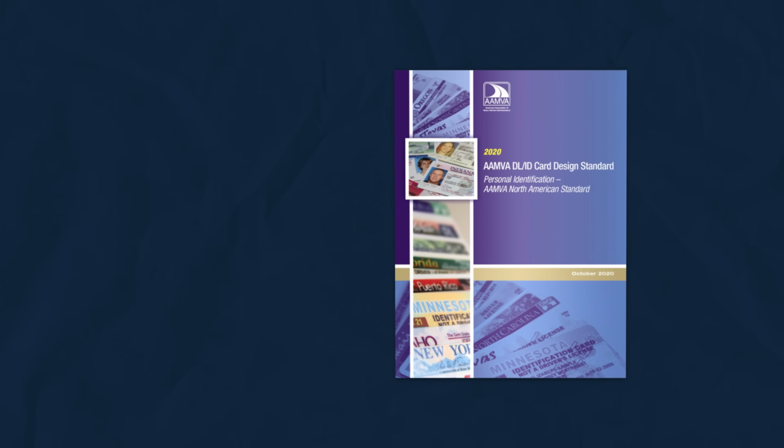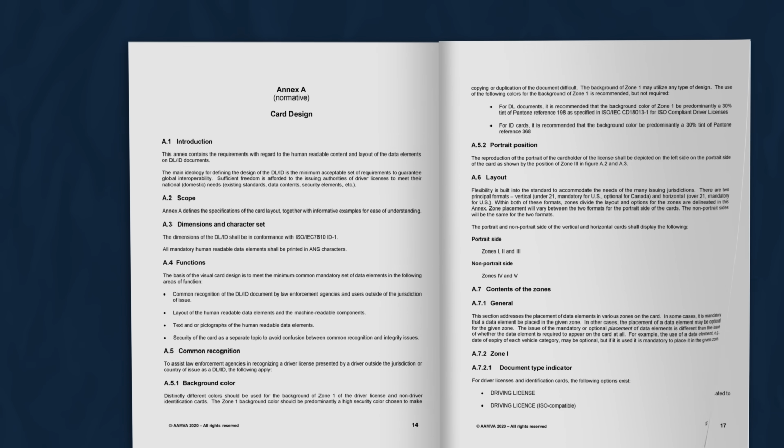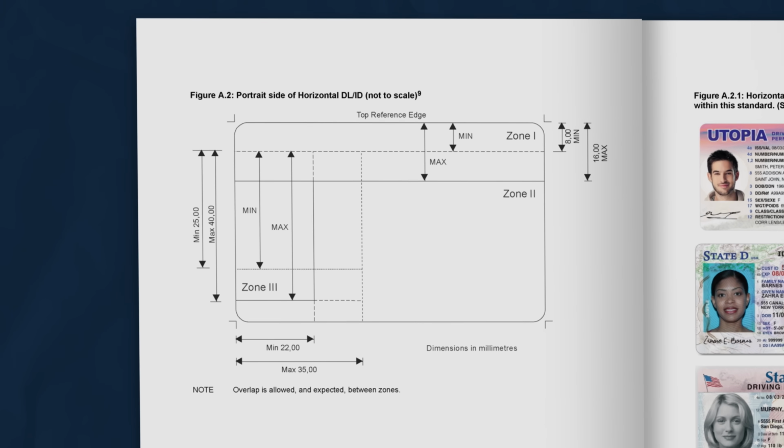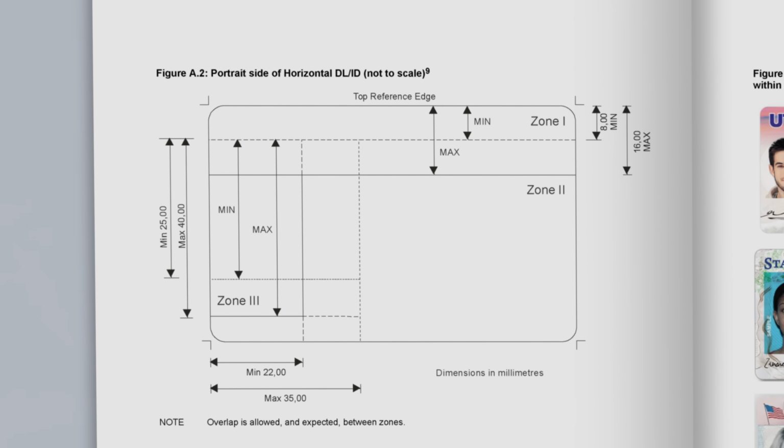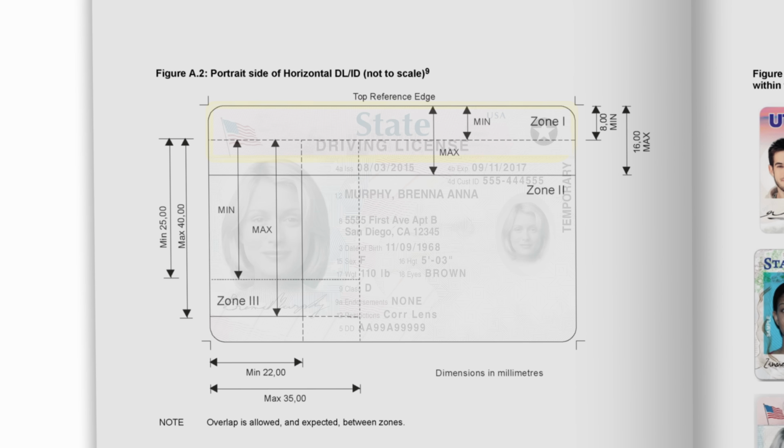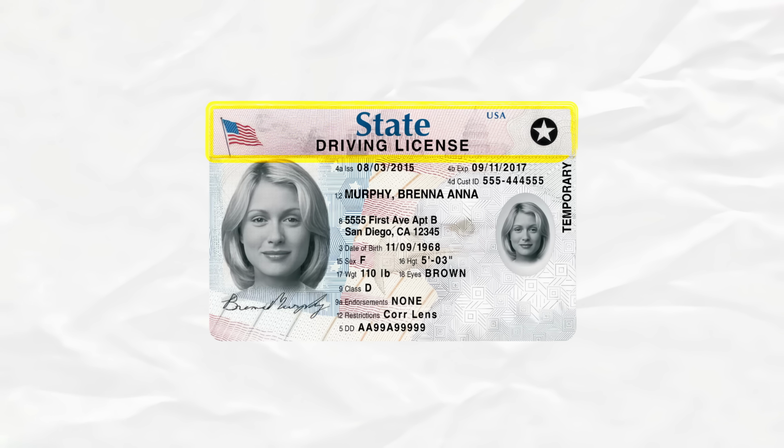Okay, so let's take a closer look at the AMVA design standard and what it says regarding graphic design. The most relevant section here specifies a 3-zone layout for the front of the ID, with each zone containing specific information. Zone 1 at the top of the document must indicate the type of document and the authority that issued it.